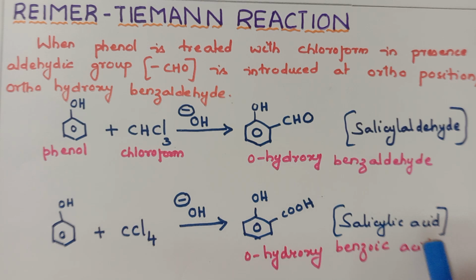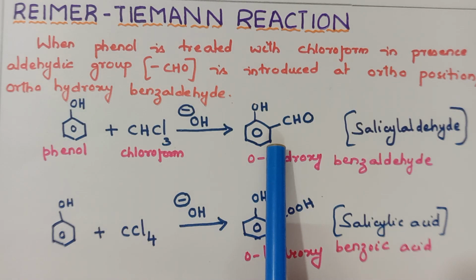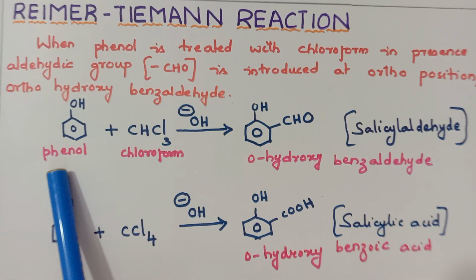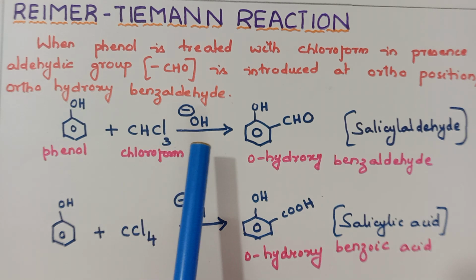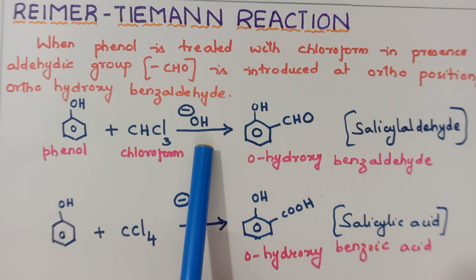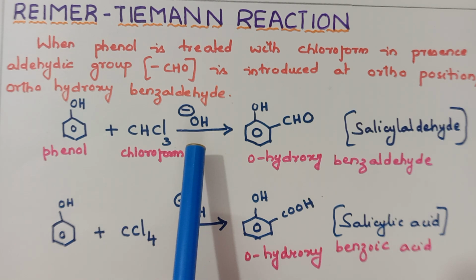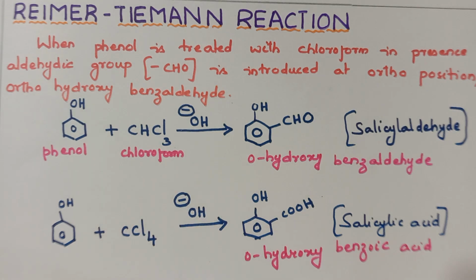Now the next step that we are going to learn is the mechanism of this reaction. How salicylaldehyde is being formed when phenol reacts with chloroform in the presence of a base, that is OH minus. Are you all ready, students? Okay, so take your pen, book and be ready. We will learn the mechanism. So mechanism takes place in 3 steps, students.